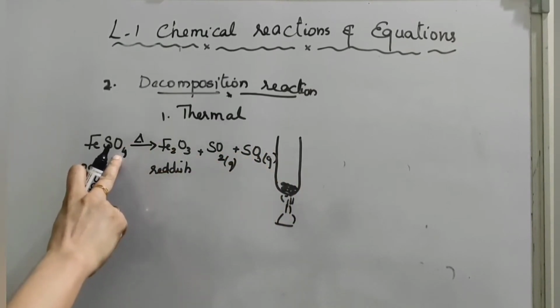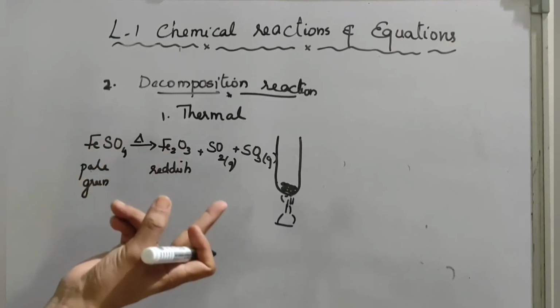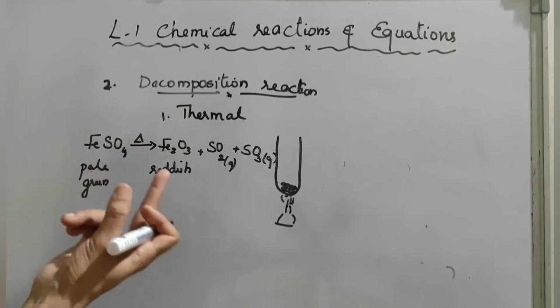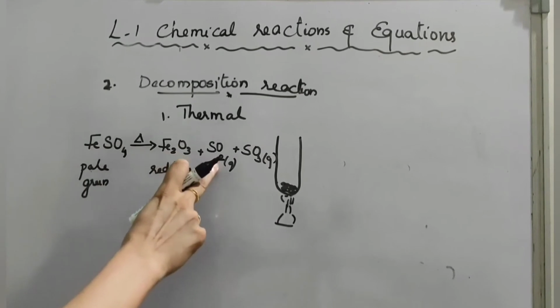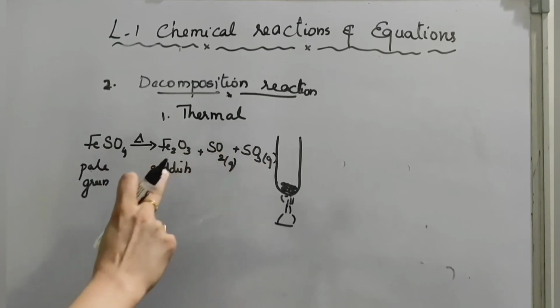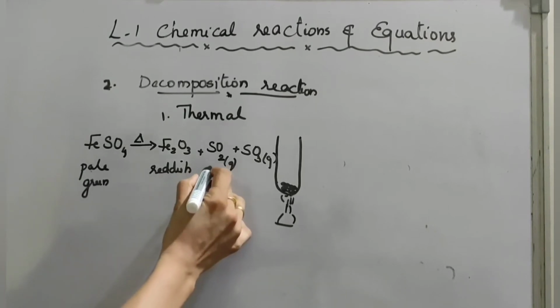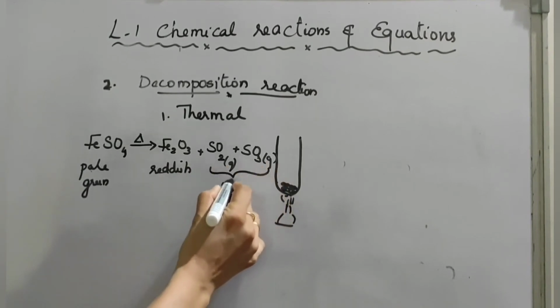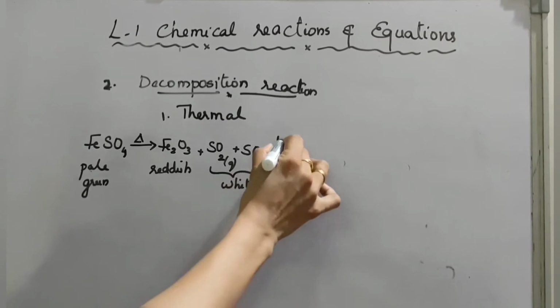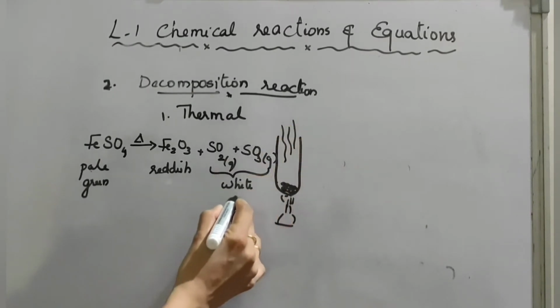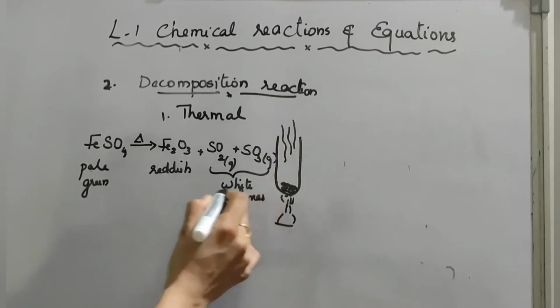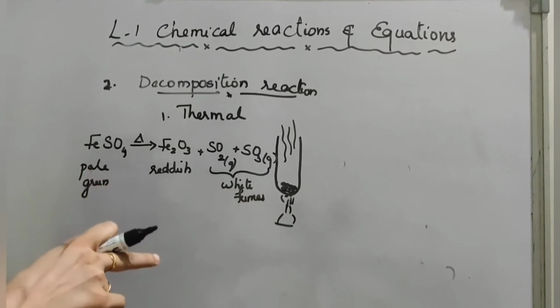So if carbonate is there, carbon dioxide gas; if nitrate is there, nitrogen dioxide gas; if sulfate is there, sulfur dioxide and sulfur trioxide gas. So pale green changes to reddish color, and this sulfur dioxide and sulfur trioxide gas come out as white fumes. We can see the white fumes coming out. So that gas is known as sulfur dioxide and sulfur trioxide.